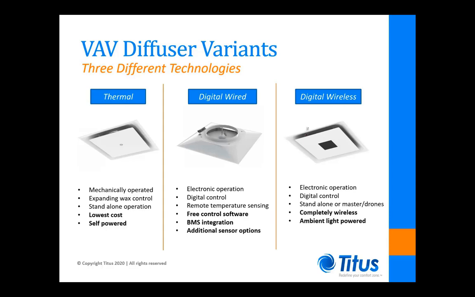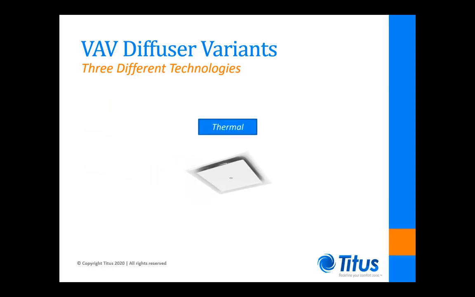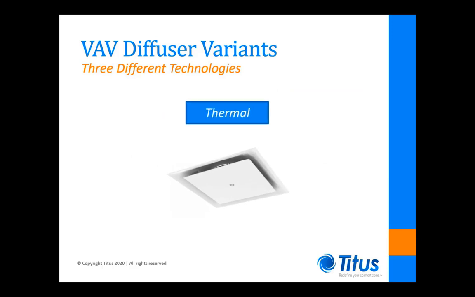And the unit on the right represents the latest development in VAV diffuser technology, in that it is completely wireless in both communications and power. It essentially combines the best of the other two diffuser types, the accuracy of digital technology with the convenience and cost-saving benefits of wireless operation. So let's take a look at a thermal unit first.